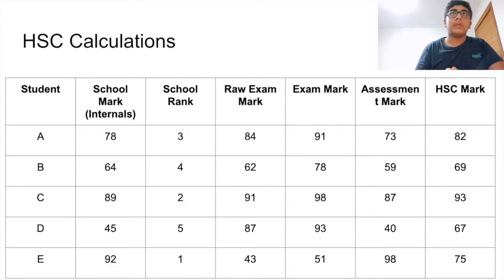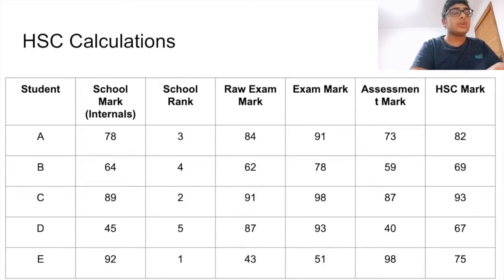Most of the people that I know are doing chemistry, or a lot of people actually do chemistry. Because of that, I've decided to look at chemistry as our subject of choice, but this will apply to all the subjects that you do, not just chemistry. It will apply to business studies, economics, 4-unit math, every single subject that you do. As you can see here, we have 5 students, A, B, C, D, and E.